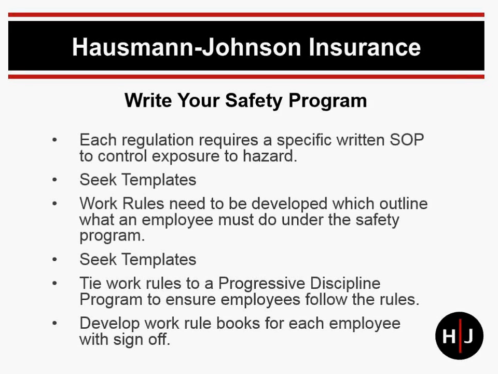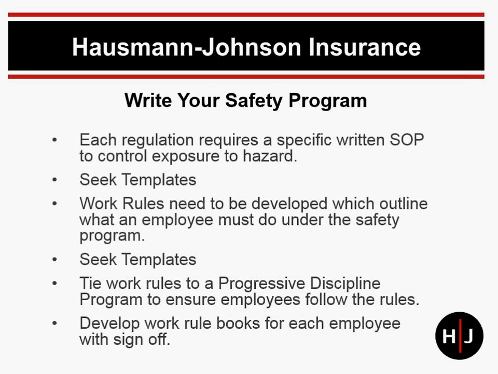OSHA recognizes progressive discipline. You get a citation and you say, well, the employee broke the rule, and what you're applying for is what's called an unavoidable employee misconduct exemption. Now, to make that stick, you have to show that you have work rules. You have to show that you have a progressive discipline program. You have to show that you discipline people. Then you have to show that the employees were properly trained.